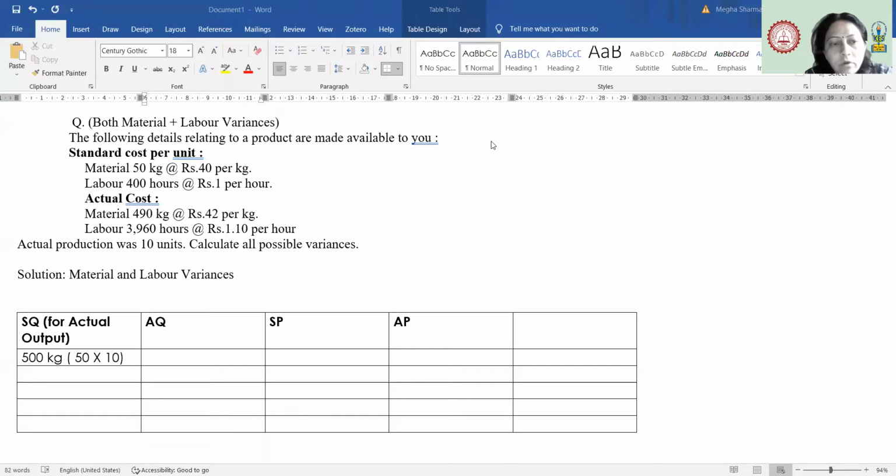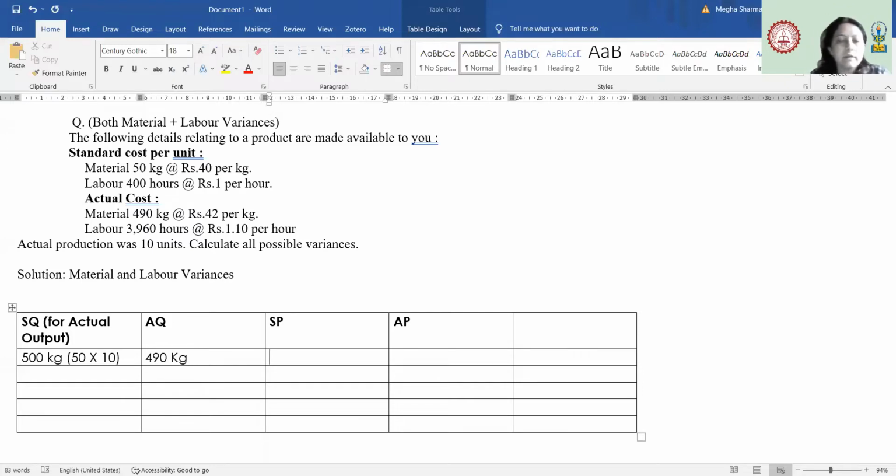Now, what is your actual quantity? It's given in your question. Check your question and tell me what is the actual quantity of your material. 490. Yes, it's given. If you will see, actual is 490 kg at the rate of rupees 42 per kg. So the actual quantity of material is 490 kg.